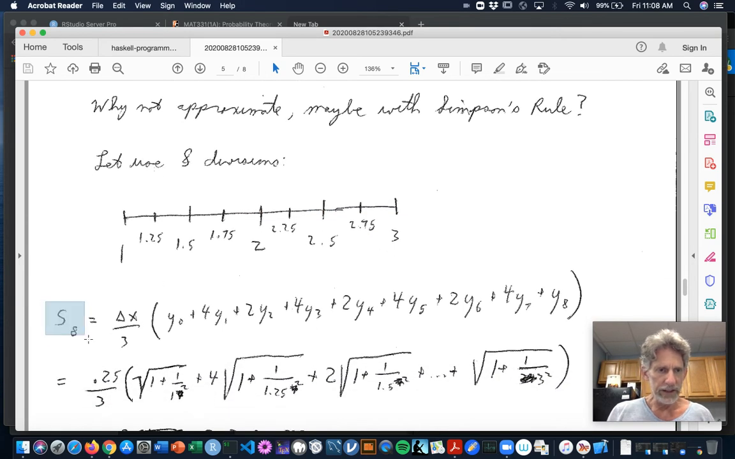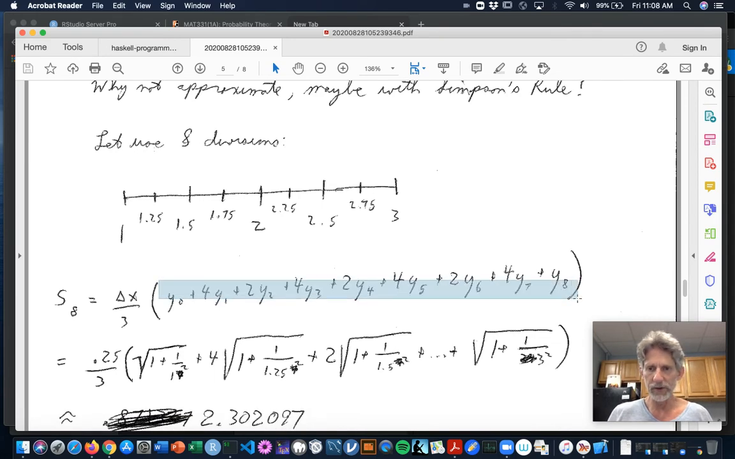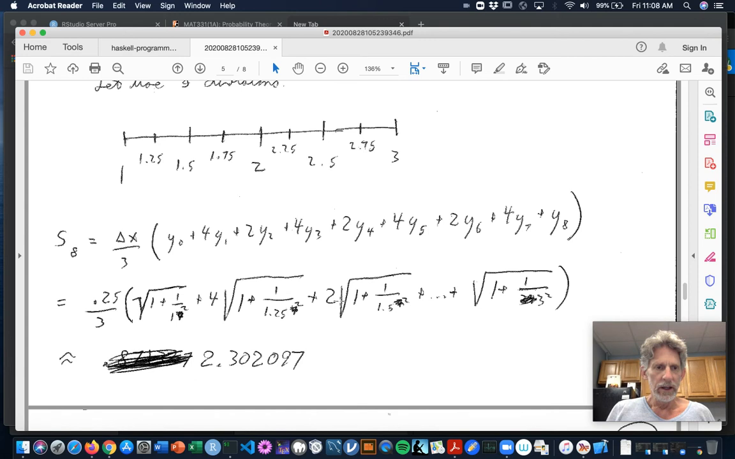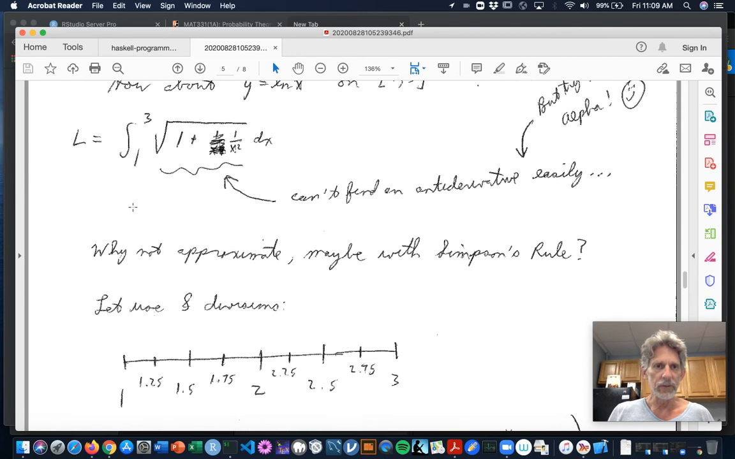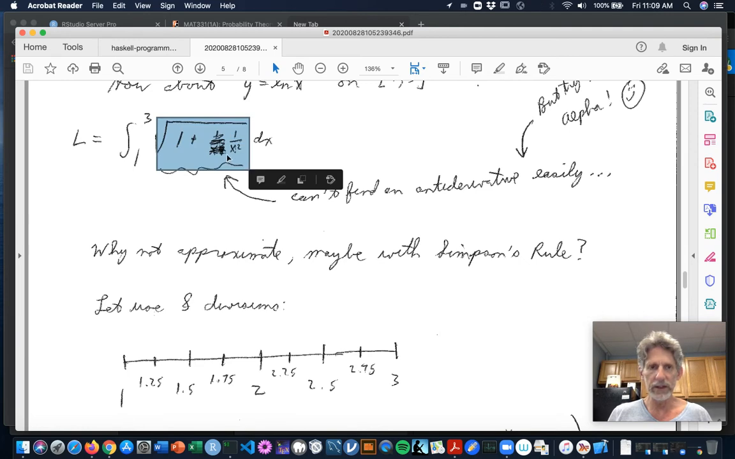So Simpson's rule for 8 divisions is going to be my delta x over 3 times that alternating 1 y0, 4 y1s, 2 y2s, 4 y3s, keep alternating, end up with a 4 y7 and a y8. Total of 9 terms from 0 to 8. And so the delta x is the width of one of these intervals, and that's going to be 0.25. So put that in. The y's here are the f's that I'm looking at. So it's these values.